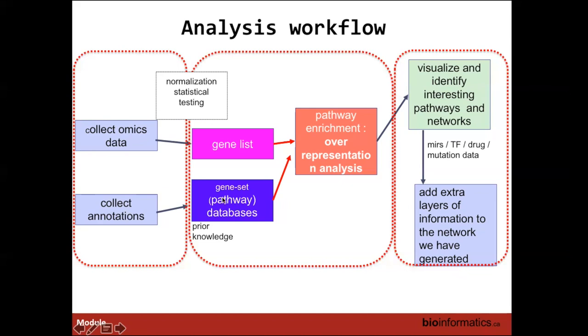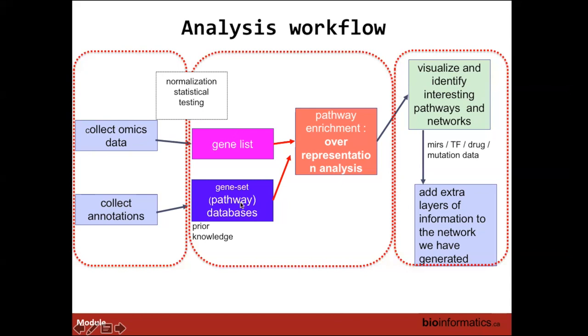A pathway is a group of genes that are functionally related. An example of a pathway could be the cell cycle. And in the cell cycle, we know that there are about 500 genes involved.